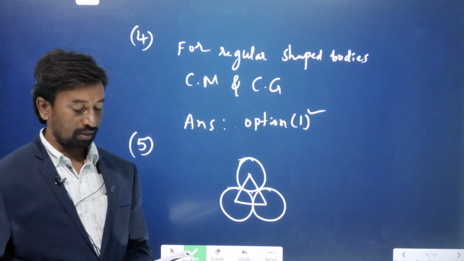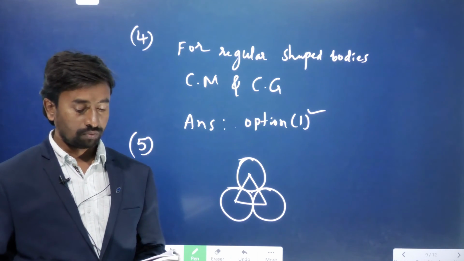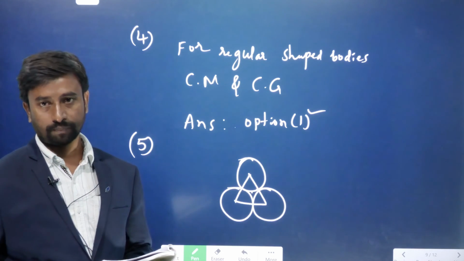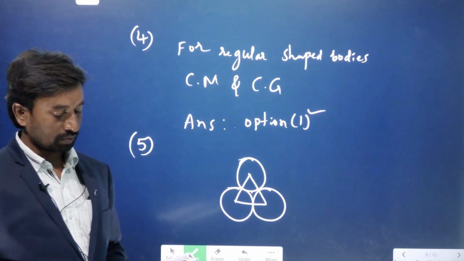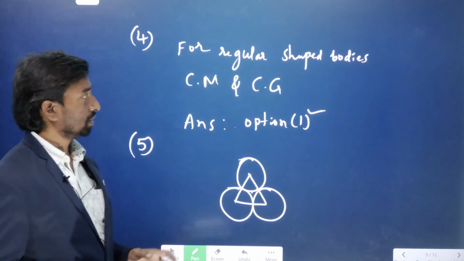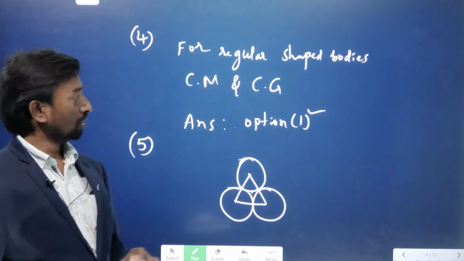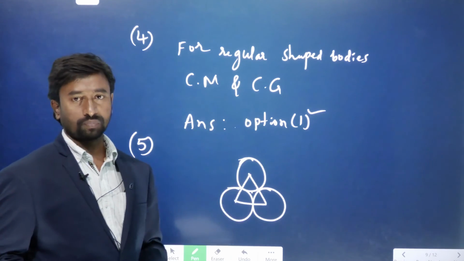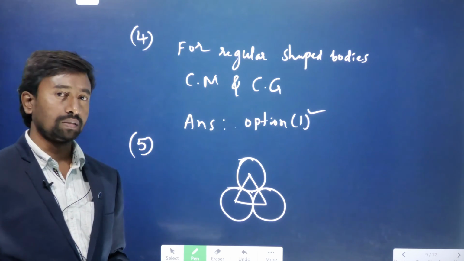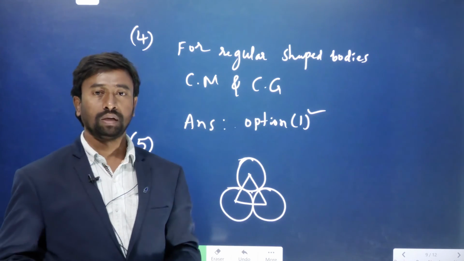Third option is given, does not coincide with geometric center. Fourth option, coincides with geometric center. Okay. So they are not asking about the geometric center. So we need not consider the geometric center here. We should consider the center of gravity. For regular shaped bodies, center of mass and center of gravity will coincide.